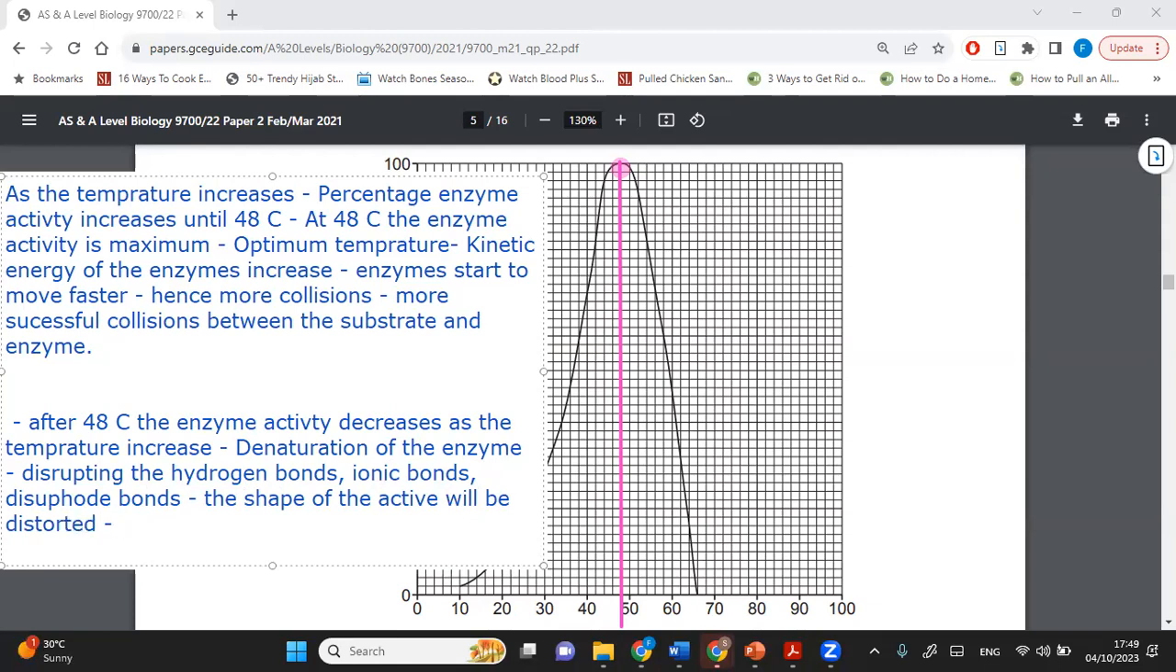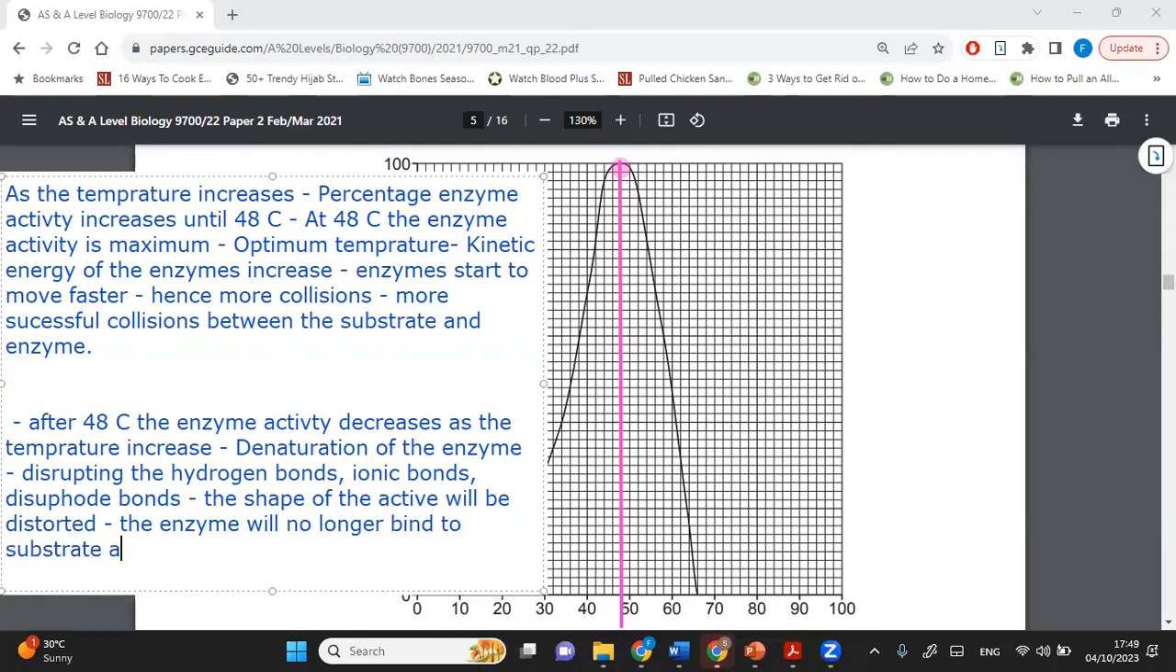And as a result, what will happen? The enzyme will no longer bind to substrate. Hence, enzyme activity decreases. So that is the answer that you're going to give in this.